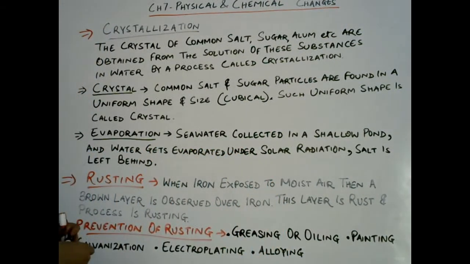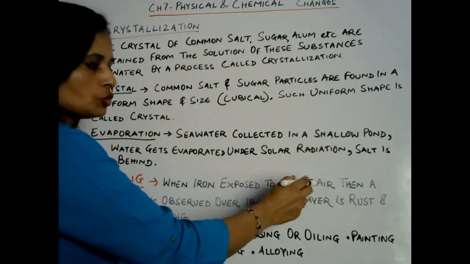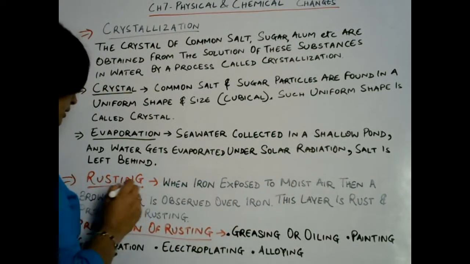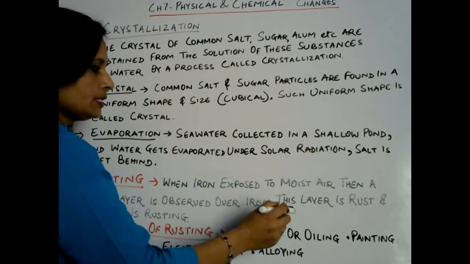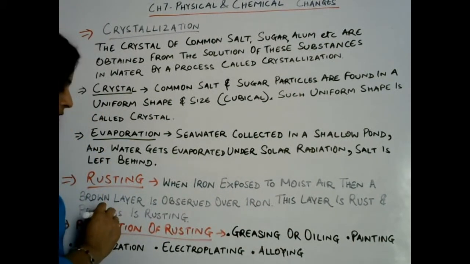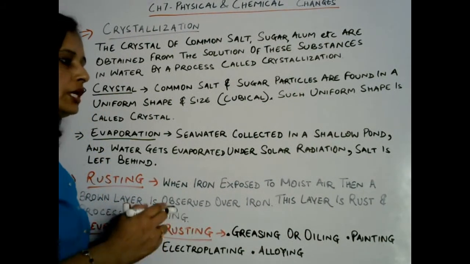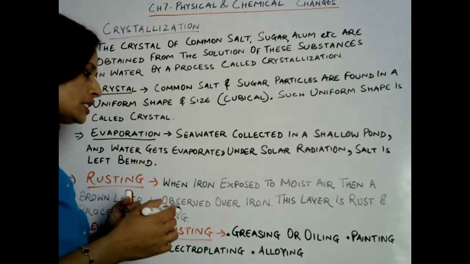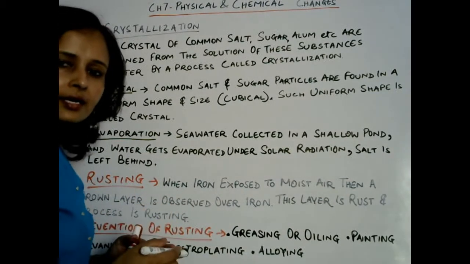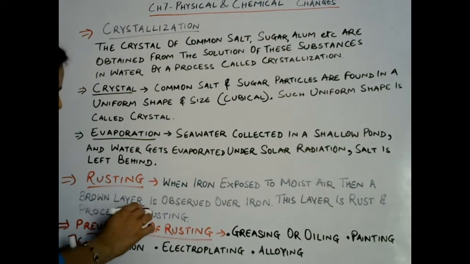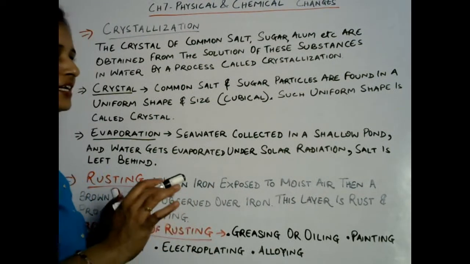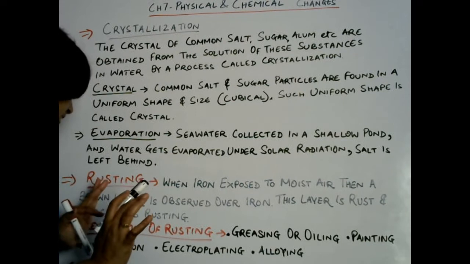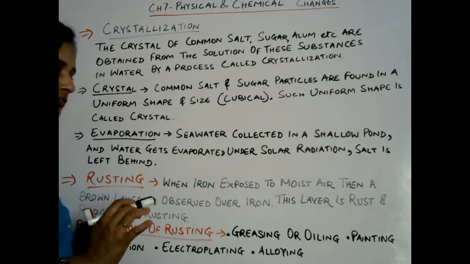So what happened in rusting? When iron is exposed to moist air, then a brown layer is observed over iron, and this layer is rust, and the process is rusting. So that brown layer that can be seen on iron is called rust, and the process of formation of rust over an iron object is called rusting. Clear?